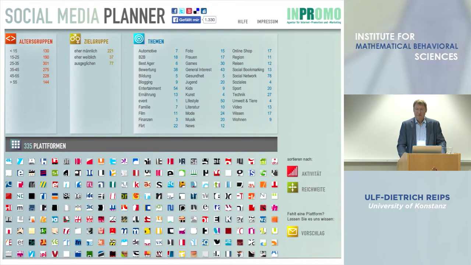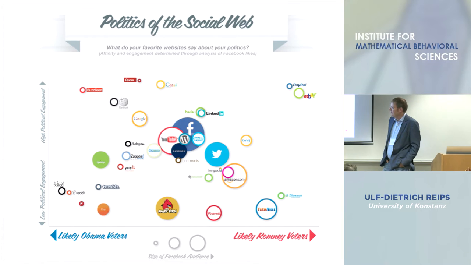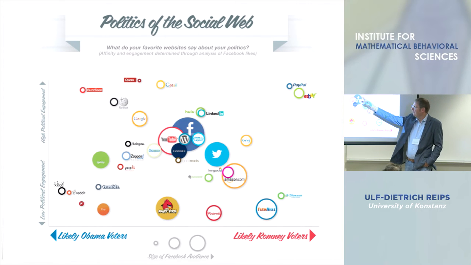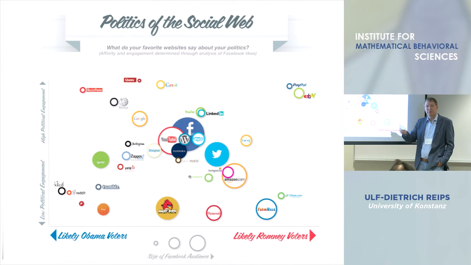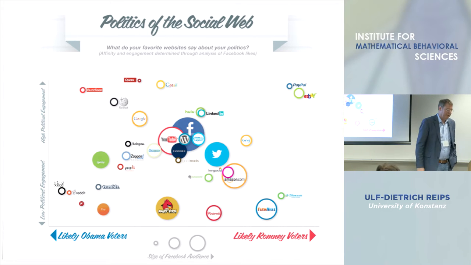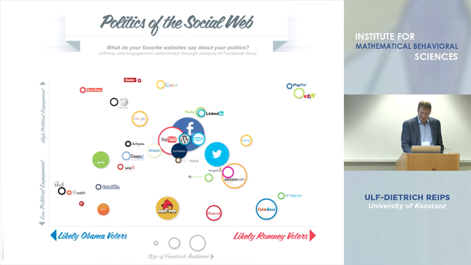How do you figure out whether somebody is a Romney voter or Obama voter? Well, this was the methodology behind this, which is of course something you could discuss. They used Facebook likes and determined that there are certain posts by the Romney campaign, for example, so people who like those more frequently are more likely Romney voters and so on. But I think the principle is obvious.